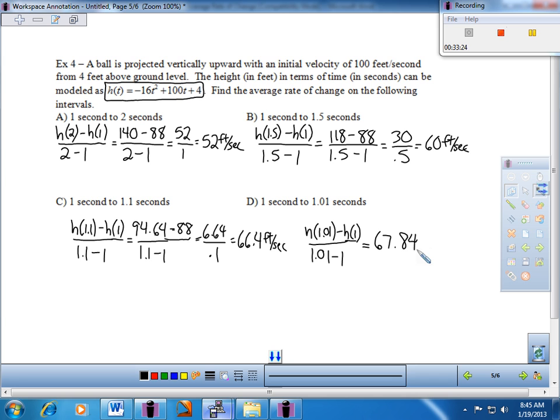67.84 feet per second. Okay, interesting. Look at these values, kind of increasing a little bit here. So in that 100th of a second, on average, that's how fast the ball's going.